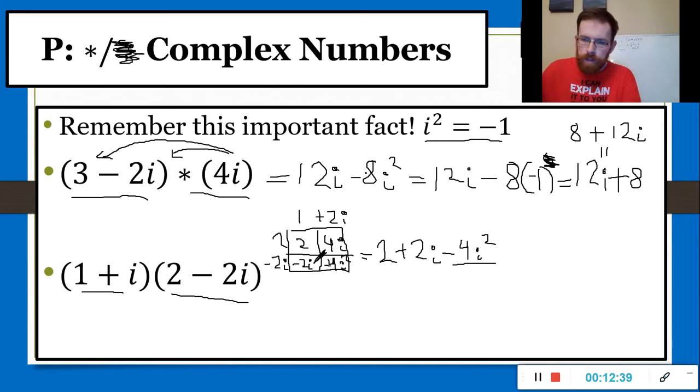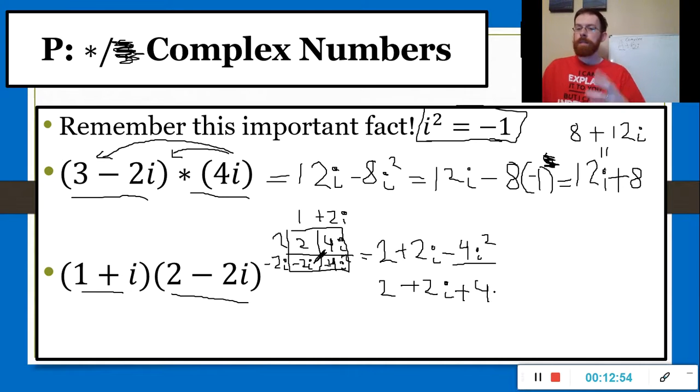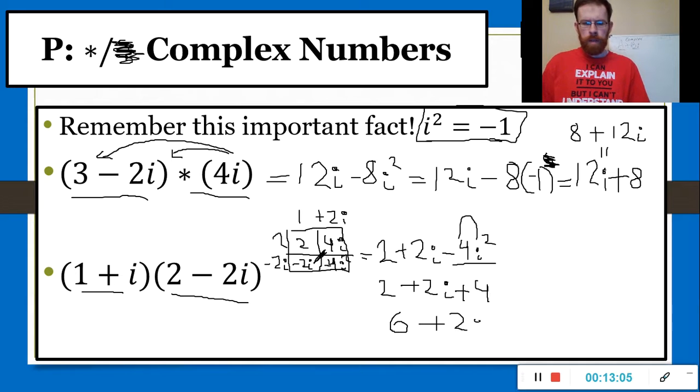Instead, I want you to recognize that, hey, i squared is negative 1. So that's going to be 2 plus 2i plus 4. Because the i squared becomes a negative 1, the negative 1 times the negative 4 gives you a positive 4. Combine your like terms, you have 6 plus 2i.